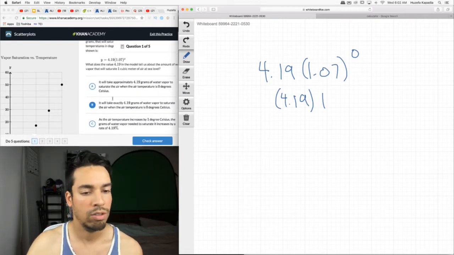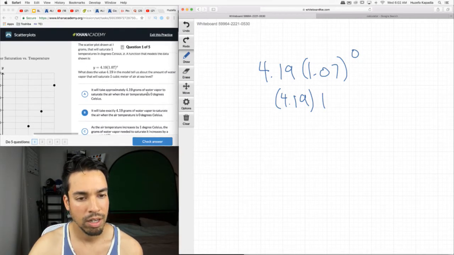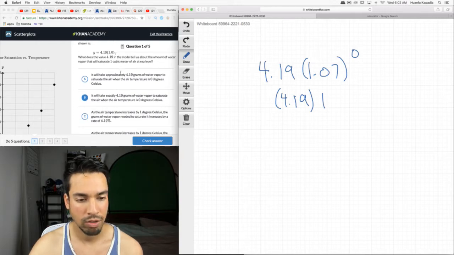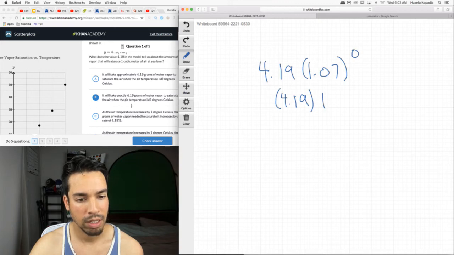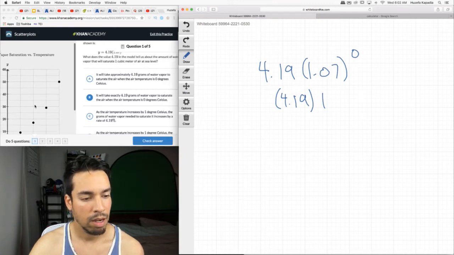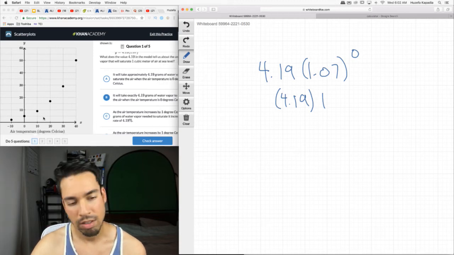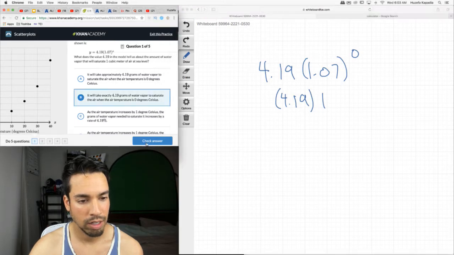Now that's my last little tricky bit. I kind of want to go with exactly, because if we plug it into this function, that's what we're going to get, exactly 4.19 grams of water. The only reason why I'm hesitating is because if we say approximately, because this is a scatter plot, this is just one piece of data, so it definitely could be approximately. Let's go with exactly, and let's see what their answer is here.